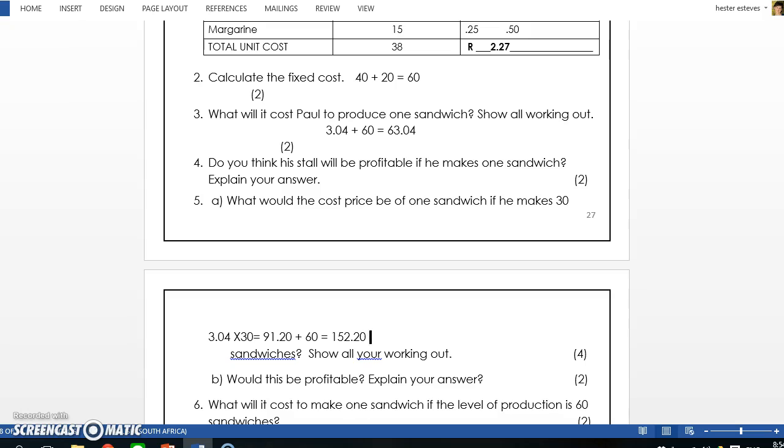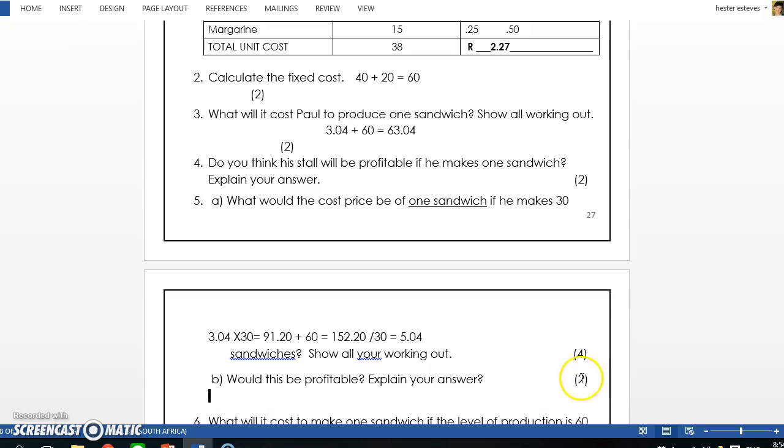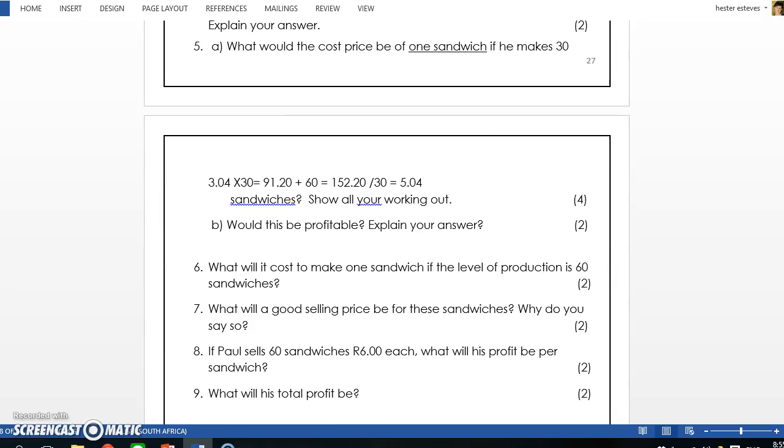Now you divide that by 30. Why? Because we want the cost price of one sandwich. One sandwich. So divide by 30 and you will find that each sandwich costs them 5 Rand and 4 cents. Would this be profitable? Yes, it will be, because now 5 Rand, you could possibly sell it for 6 Rand, make almost a Rand profit, and people will buy it for 6 Rand, won't they?